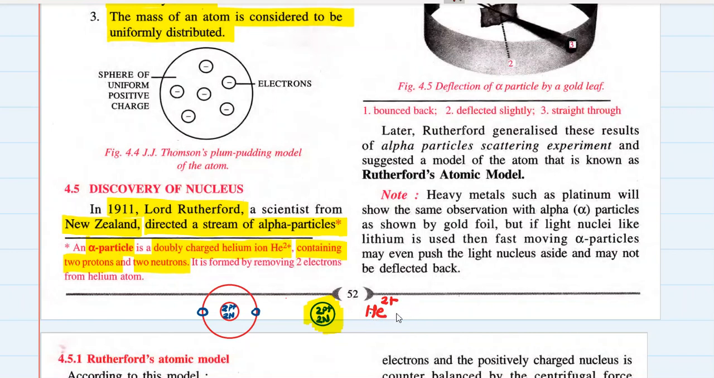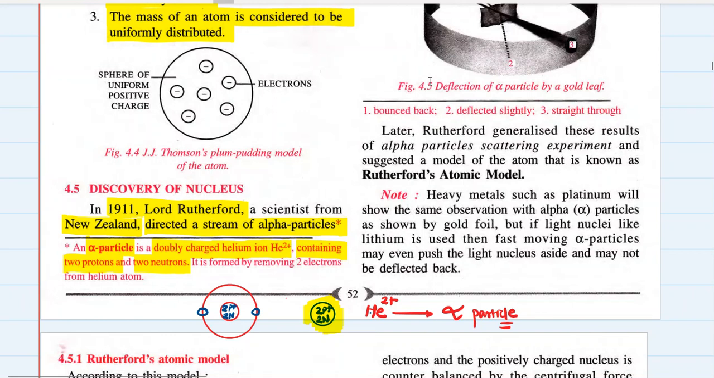And this helium ion is known as an alpha particle. It consists of two protons and two neutrons. It is formed by removing two electrons from a helium atom. So now there should be no question in your mind about what an alpha particle is. An alpha particle is the nucleus of a helium atom consisting of two protons and two neutrons. It has a positive charge of 2+. No negative charge because there is no electron. It is not neutral, it is positive.